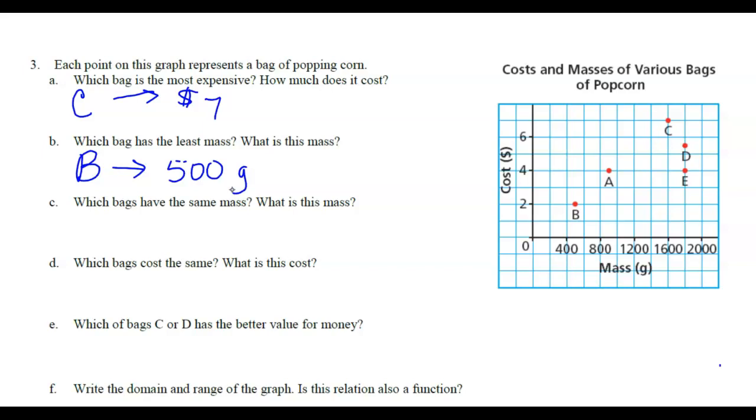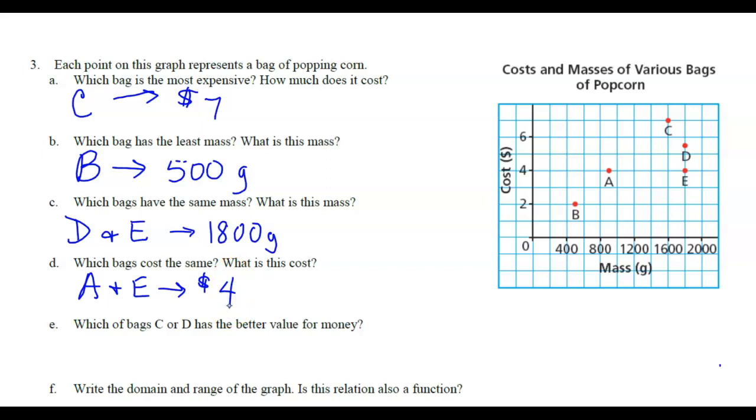The ones that have the same mass are on the vertical line there, D and E. What is it? Again, halfway between 1600 and 2000 is 1800 grams. Which bags cost the same? Horizontal line, that would be A and E. What is that cost? That's $4.